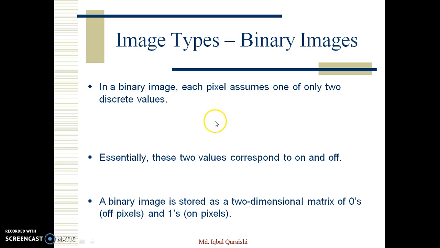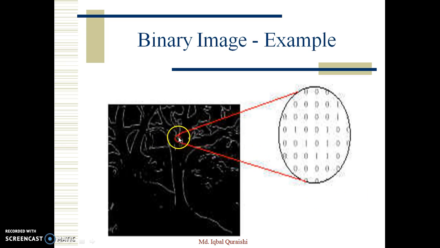Now the binary image. In a binary image, each pixel assumes one of two discrete values, either 0 or 1. Here also we are showing the same thing. This is a binary image where the values are either 0 or 1. When it is 1, it is basically white, and when it is 0, it is basically black.